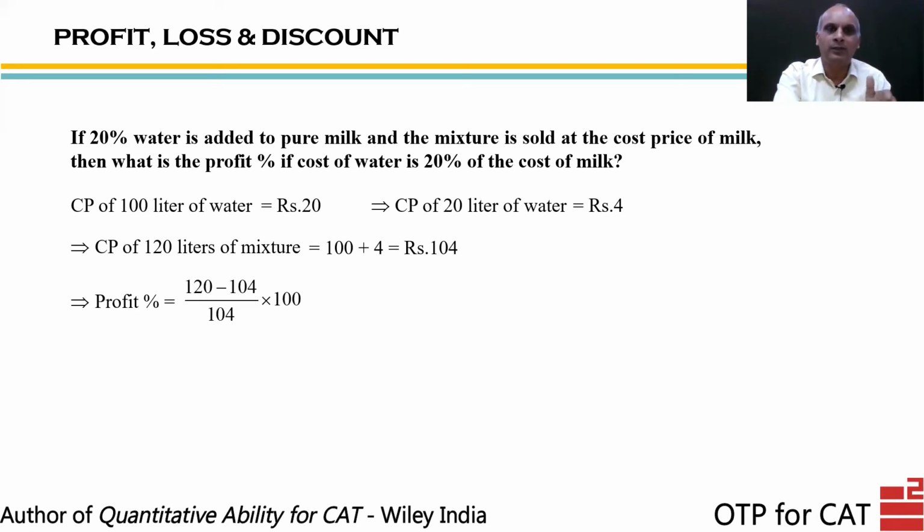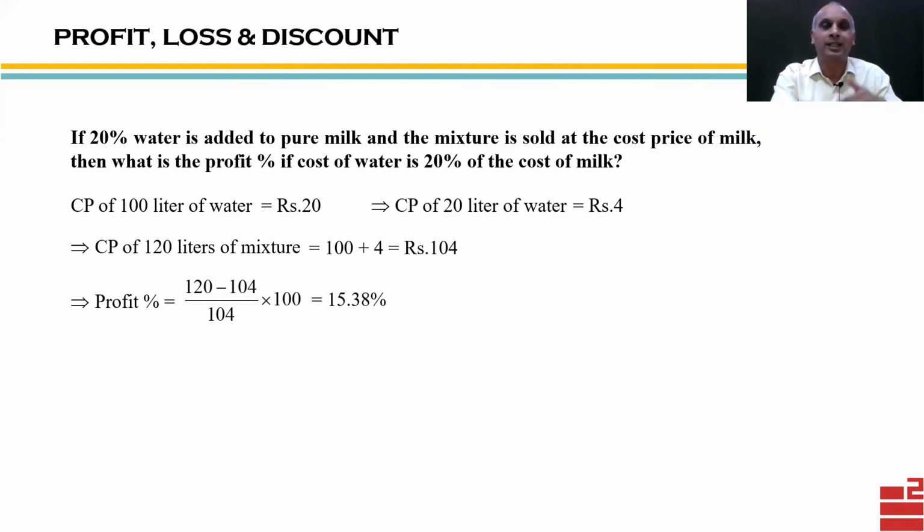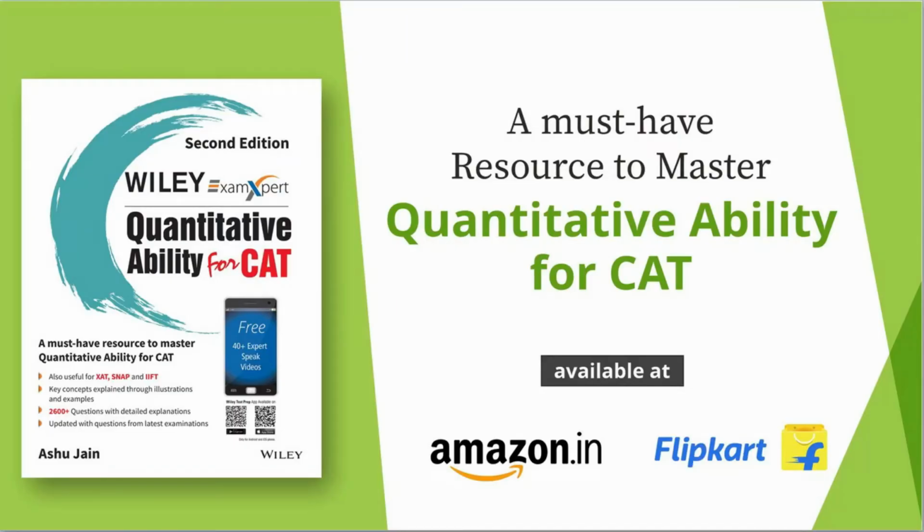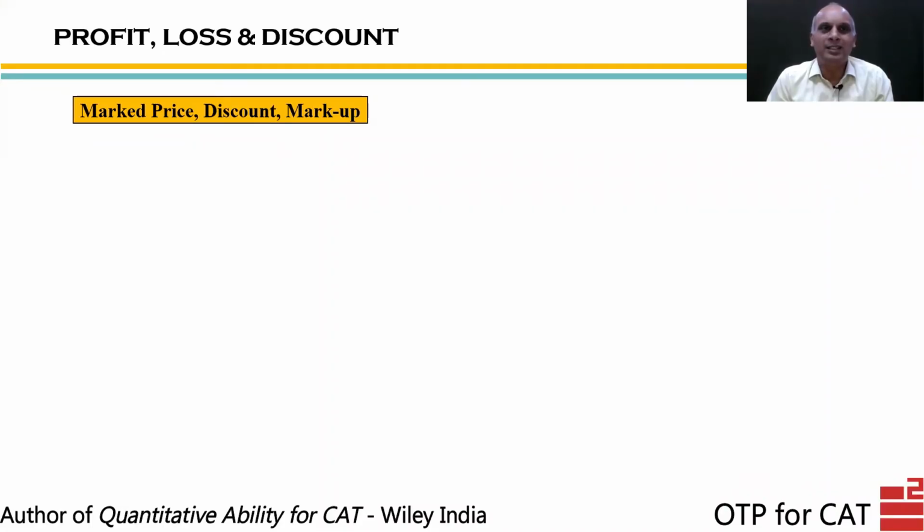Now the profit percent will be 120 minus 104 divided by 104, because my new CP is now 104 rupees. And upon calculation, I get something like 15.38%. So now you see, when the water was free of cost, the profit percent was different. When the cost of water is non-zero, the profit percent has changed. In fact, it has declined by some percentage. We'll now go on to explain these terms.